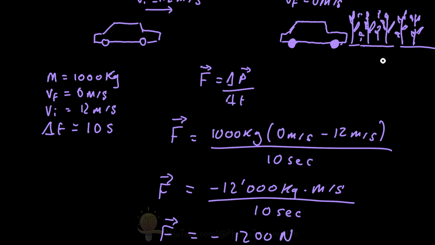So when dealing with collisions involving the human body, it's vital that we try and increase this amount of time here, because this reduces the resultant force. So for example, if you have a diver jumping from a 10-meter platform, this diver always lands in water rather than on solid ground. The water increases the collision time and therefore massively reduces the force exerted on the diver's body. And that's why the diver can survive a 10-meter fall into water.